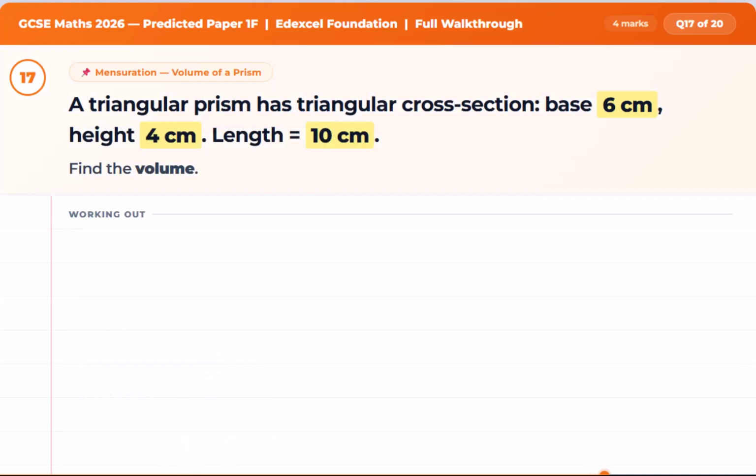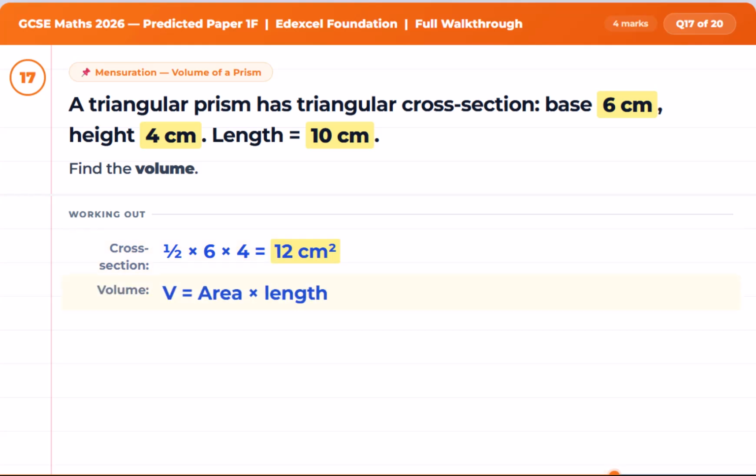A triangular prism has a triangular cross-section with base 6 centimeters and height 4 centimeters. The prism is 10 centimeters long. Find the volume. Find the area of the triangular cross-section. A half times 6 times 4 equals 12 centimeters squared.